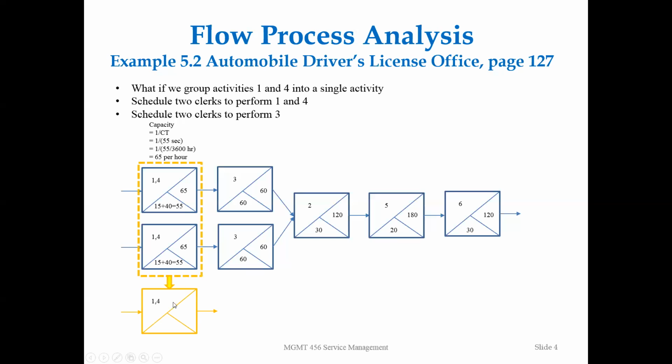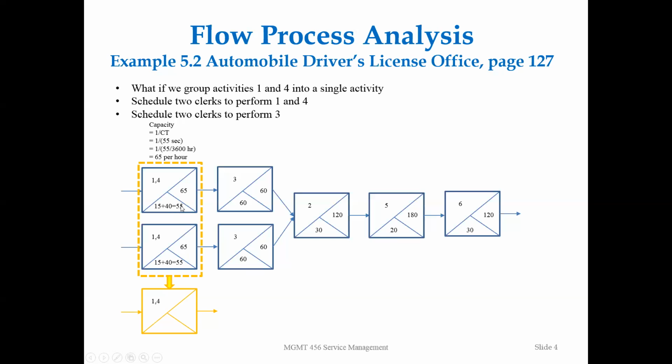So the activity number same as 1 and 4. We do 1 and 4 together. I have 2 people to handle it. Okay, cycle time 55, capacity 65. So I converted this into a single box, make them equivalent. Think about it. If you have 1 person to handle it, the cycle time is 55. It takes 55 seconds to handle 1 activity, the new activity, 1 and 4.